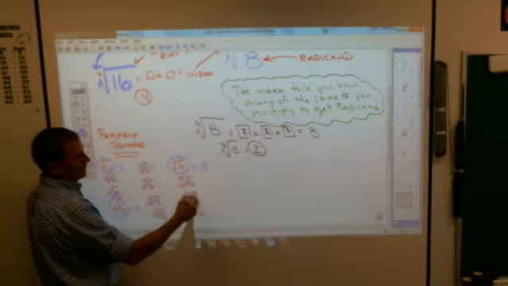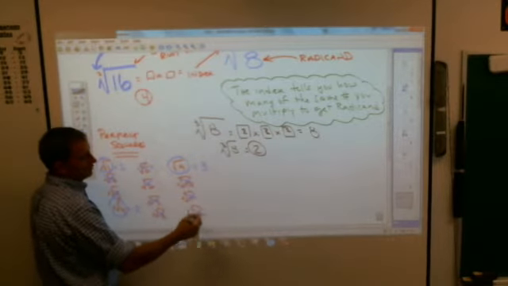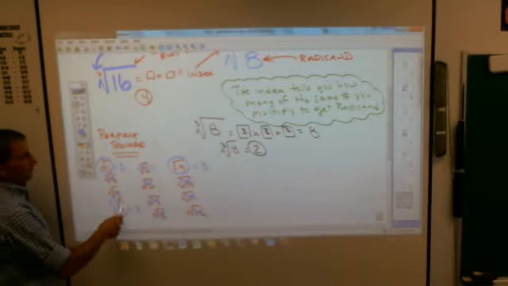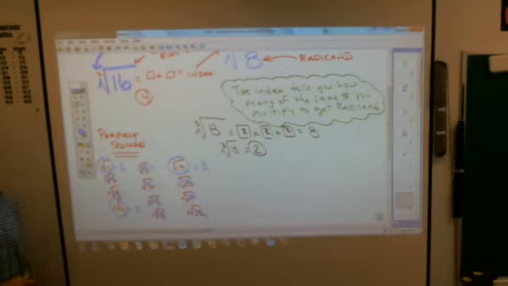No number will give you 10. No number will give you 11. No number will give you 12. These are the first 3 perfect squares because they work out.